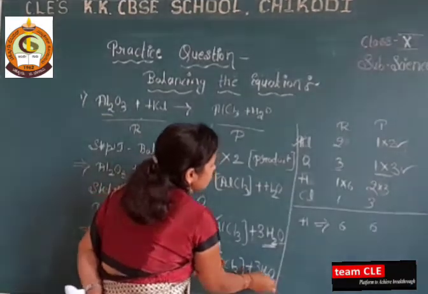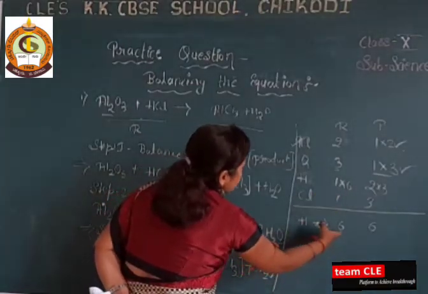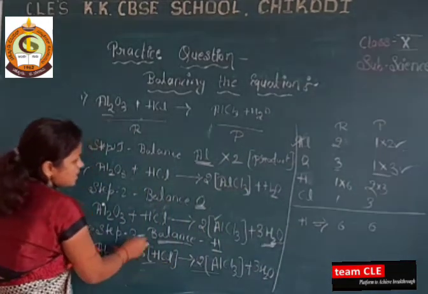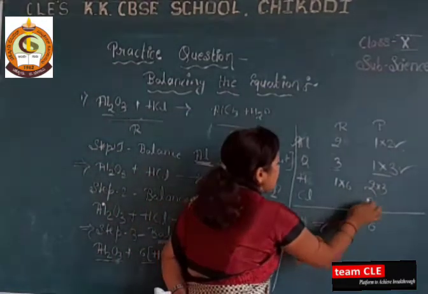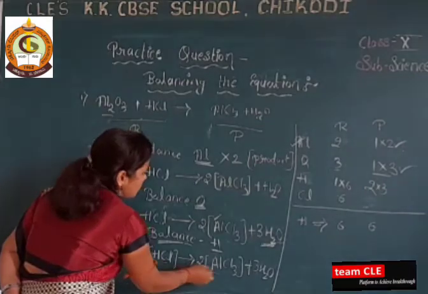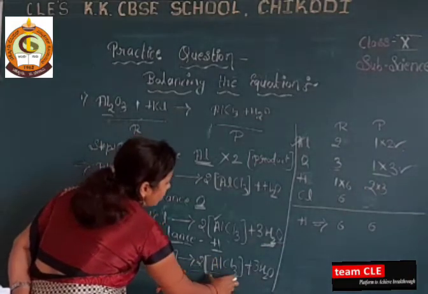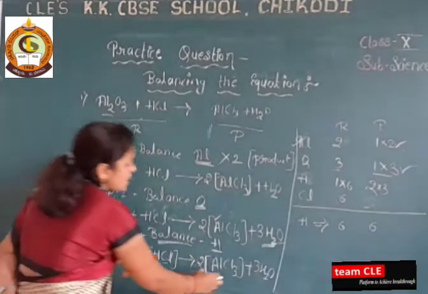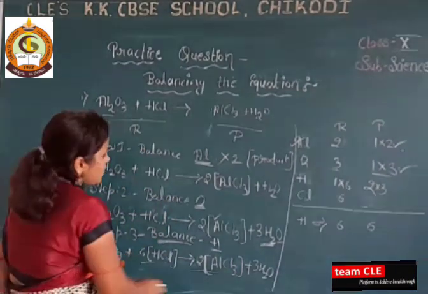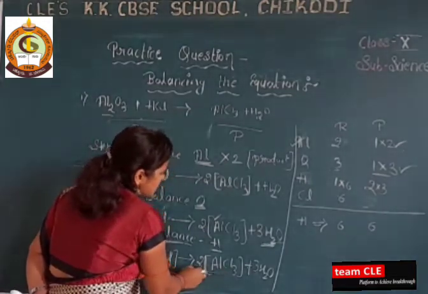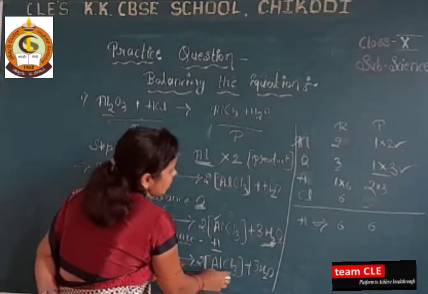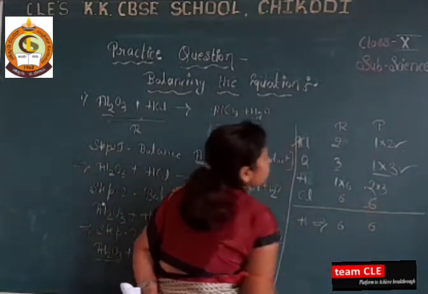Now the number of hydrogen is 6. So 3 into 2 is 6. So the number of hydrogen becomes 6 and 6. What about the chlorine? Cl is 6. Okay, so Cl is 6 and 2 into 3, because the aluminium trichloride in the product form, we have to multiply with 2. So here what will be the answer? 2 aluminium, already we have written. 2 into 3 chlorine, it is 6.